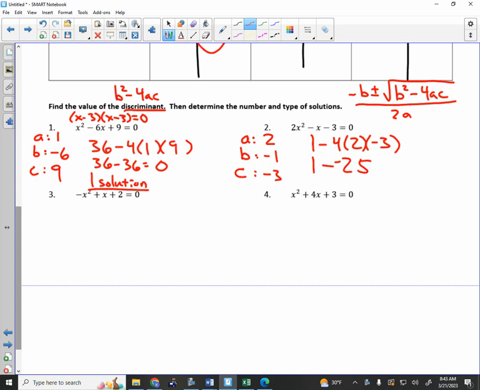So when you see you have 2 negatives like that, you can just turn it into addition because it's going to change to positive. Whoop, I'm sorry, I wrote 25, 24. I was thinking ahead. Sorry about that. And 1 plus 24 is 25. So the value of the discriminant is 25. That's a positive number. So how many solutions do you have? 2 solutions.